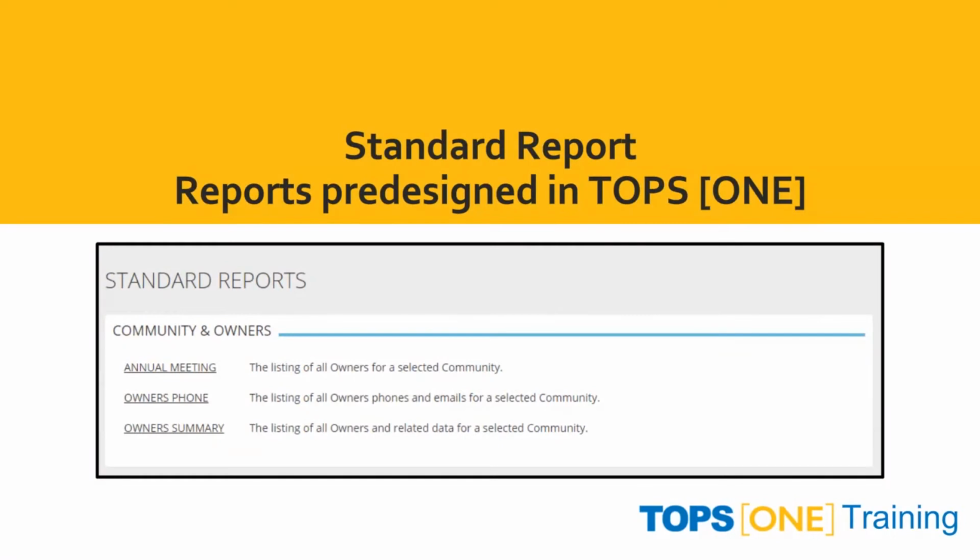Standard reports, as we select this area of indication, are designed in TOPS One and predefined for you, allowing you to, of course, adapt your own parameters to the report when running it. As we can see here, community and owners broken down into annual meeting, owner's phone, and owner's summary, with a good English description next to it. Simply selecting the hyperlinked or underlined title of that report will open the report for you.